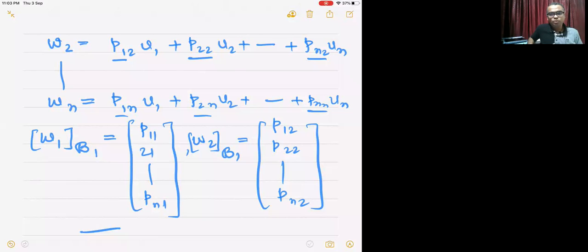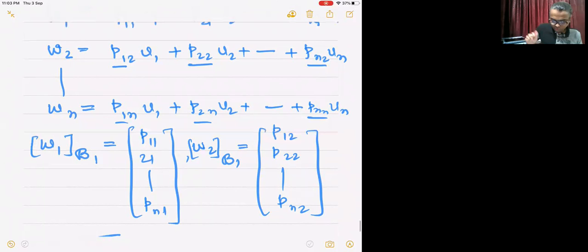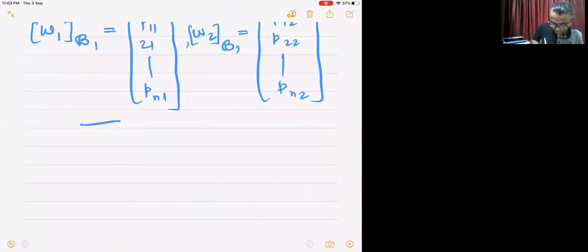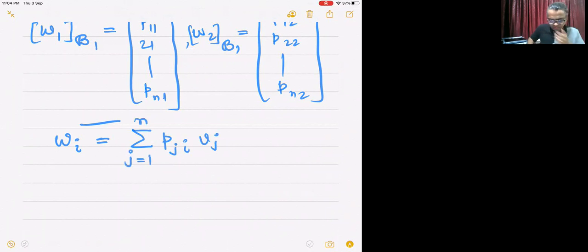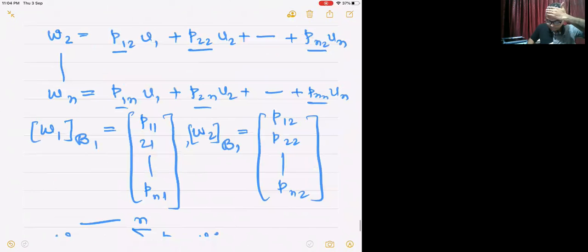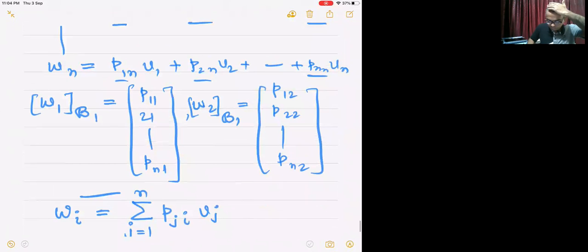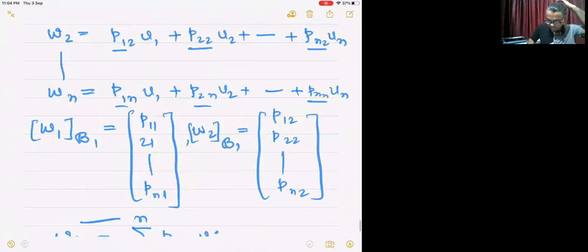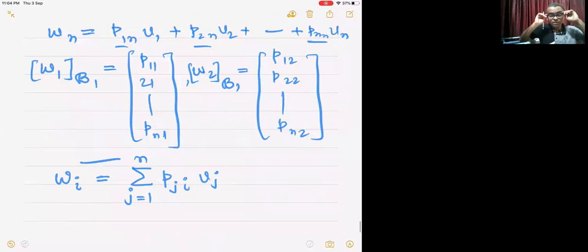Okay. Now notice the following. So shorthand notation, Wi is equal to the summation of Pji Vj, j goes from 1 to n. This is the notation that we have used, right? I think I didn't make a mistake here. Yeah, right. So this is the expression.